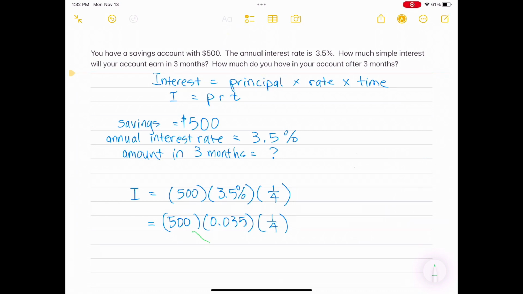So I will start by multiplying 500 times 1/4, and I will do that calculation on the side. 500 times 1/4 is the same as 500 divided by 4, and that works out to be 125. I write that in the next line, 125, as a simplification for 500 times 1/4, and then I multiply that with 0.035, continuing my problem. 125 times 0.035, I will do that calculation on the side.